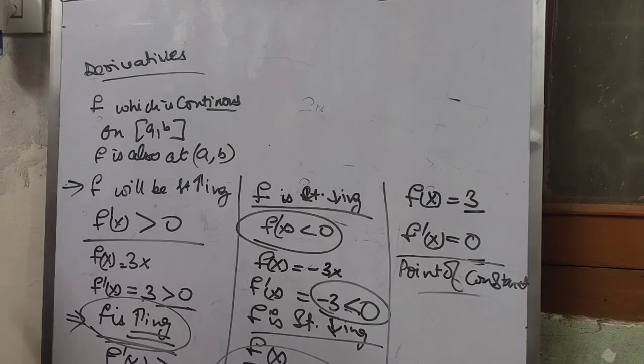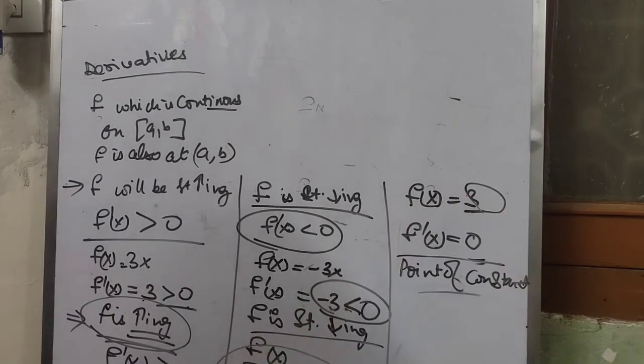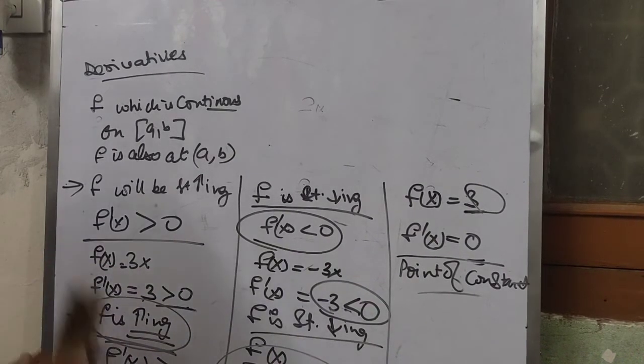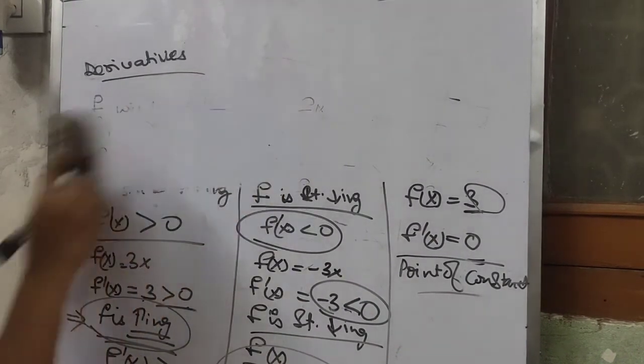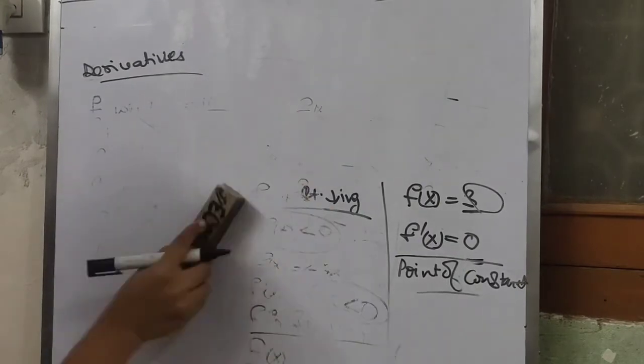It is neither increasing nor decreasing, right? Because 3 is just a point, so I can easily state that it's constant. Now coming on to the next part.